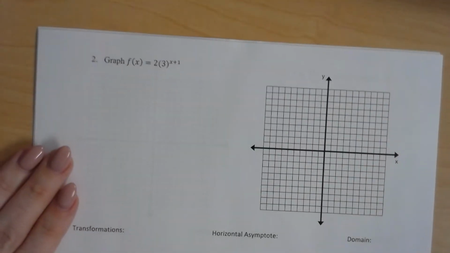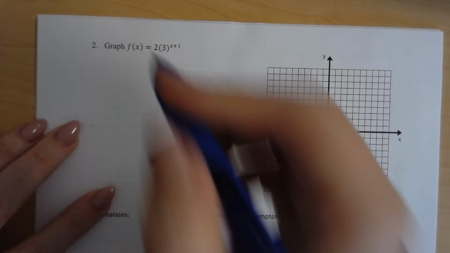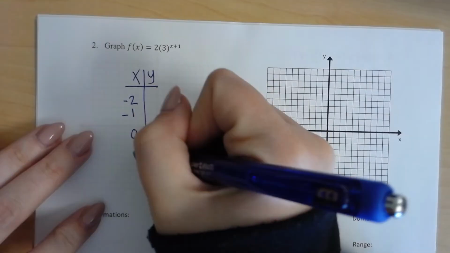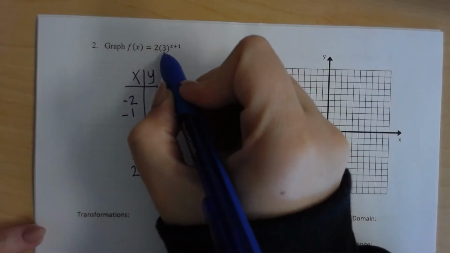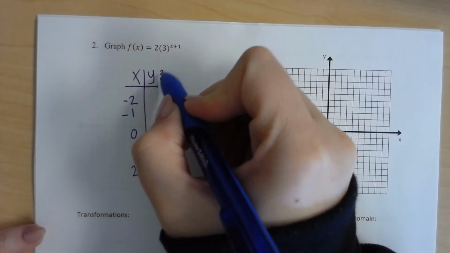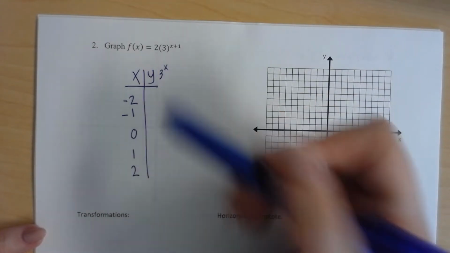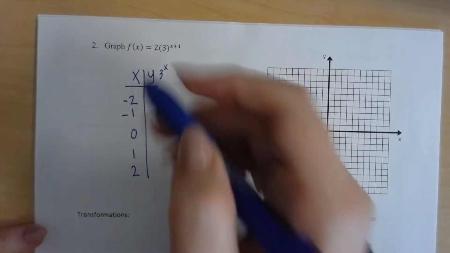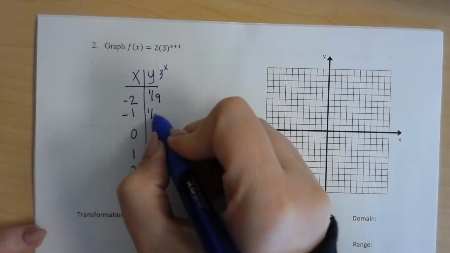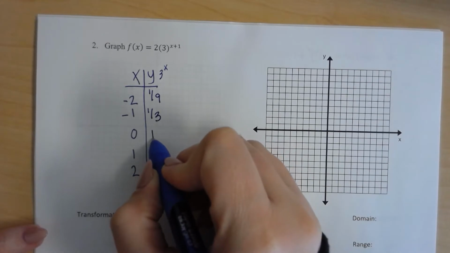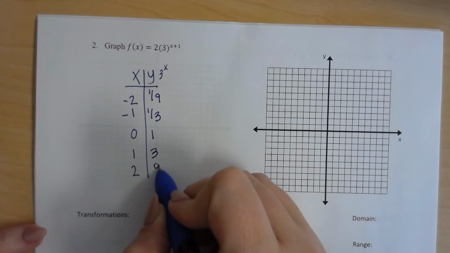Okay, however, on the next problem, we've got a couple transformations here. So we're going to make our XY chart. We're still going to do -2, -1, 0, 1, 2. But this time, our base is 3 to the x. So we're going to make our chart based on 3 to the x this time. So 3 to the -2nd power would be 1/9. 3 to the -1 would be 1/3. 3 to the 0, 1. 3 to the 1, 3. 3 to the 2nd power, 9.